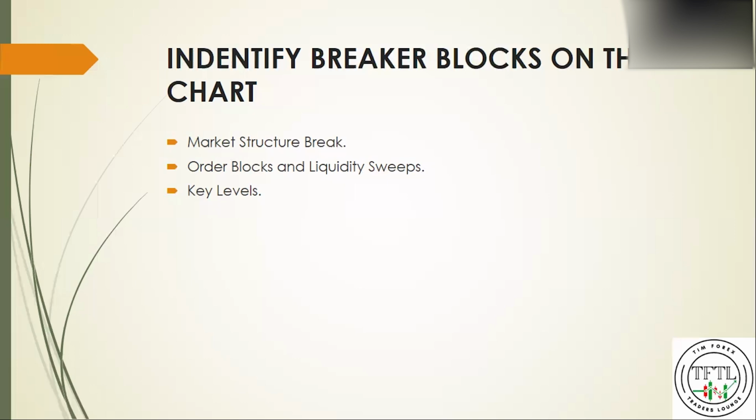Then there have to be order blocks and liquidity sweeps. So when you go into the charts, look for order blocks near liquidity zones that fail to hold the prices. For example, if price sweeps liquidity below a previous low, but then quickly reverses upwards, it creates a bullish breaker block. All right. Then in terms of key levels, breaker blocks often form near important points like support and resistance levels, or maybe Fibonacci retracement zones, which helps in adding confluence to the setup.